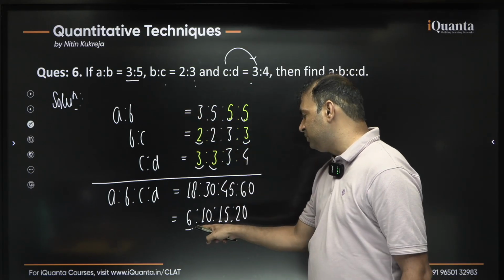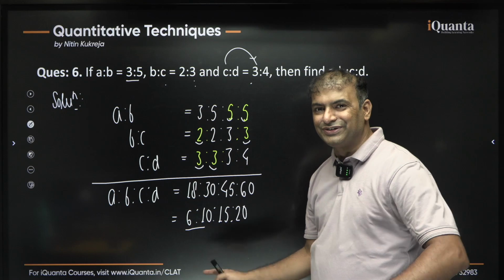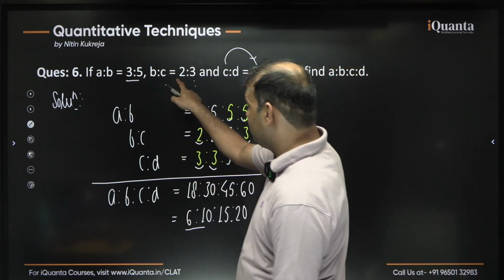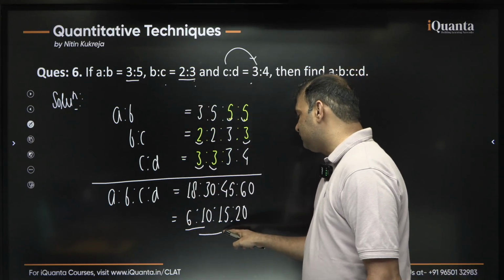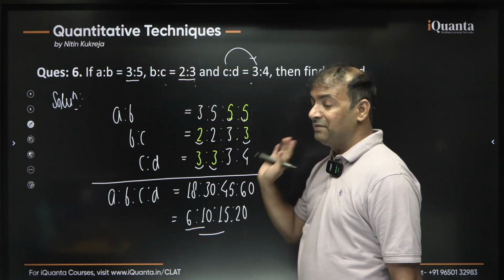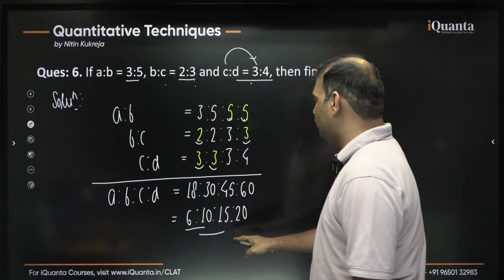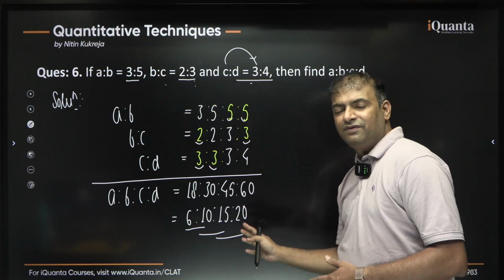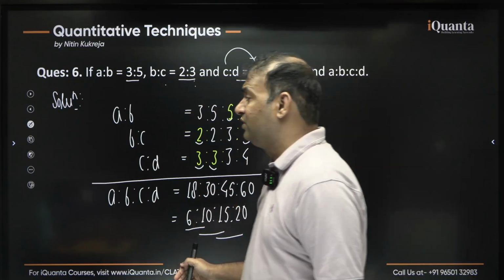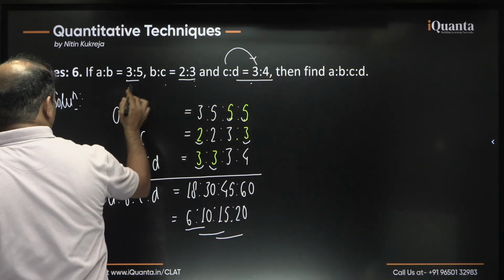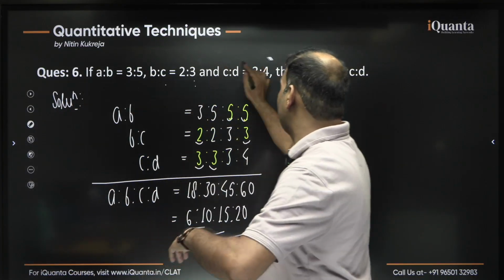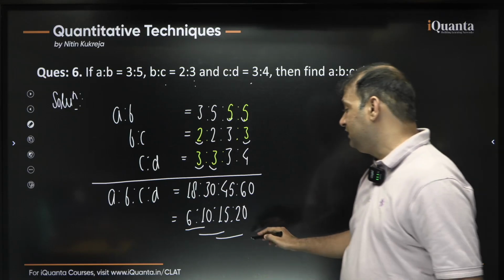You can see A is to B is actually being 3 is to 5, 6 is to 10 is 3 is to 5. B is to C is given 2 is to 3. So 10 is to 15 is also 2 is to 3, same as given. C is to D is 3 is to 4. So is it 3 is to 4? Actually, yes. 15 is to 20 is also 3 is to 4. So guys, we can say that in the end, this is the final ratio of A, B, C, D, all right?